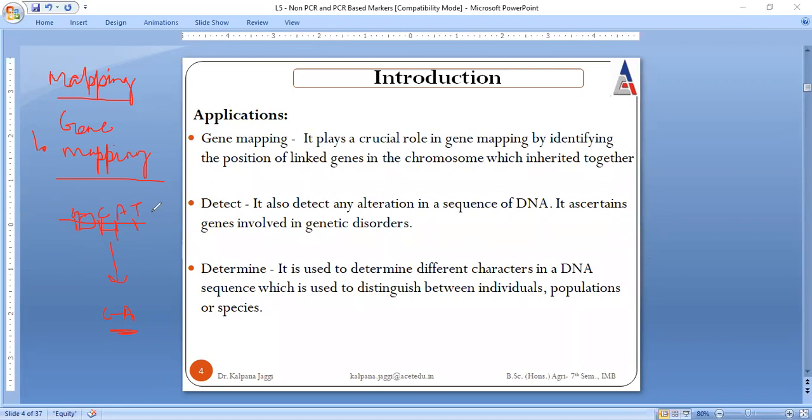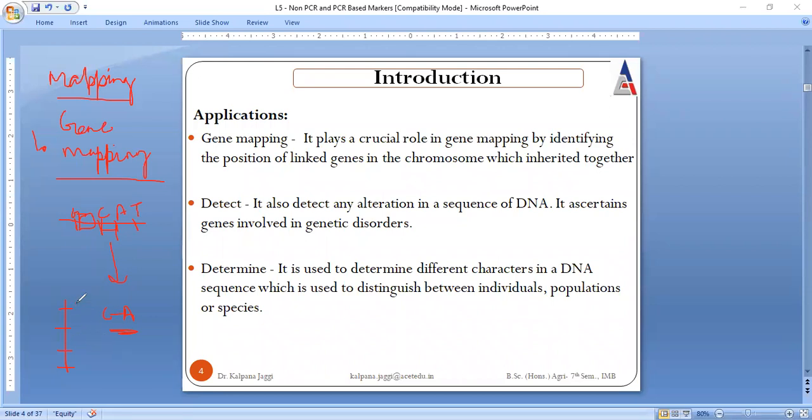And if a genetic disorder occurs due to a variation, that can also be determined by the molecular marker. Third, it helps in the determination of different characters in the DNA sequence. On the basis of the different characters present in the DNA sequence, it helps in the identification of individuals among the population or species.